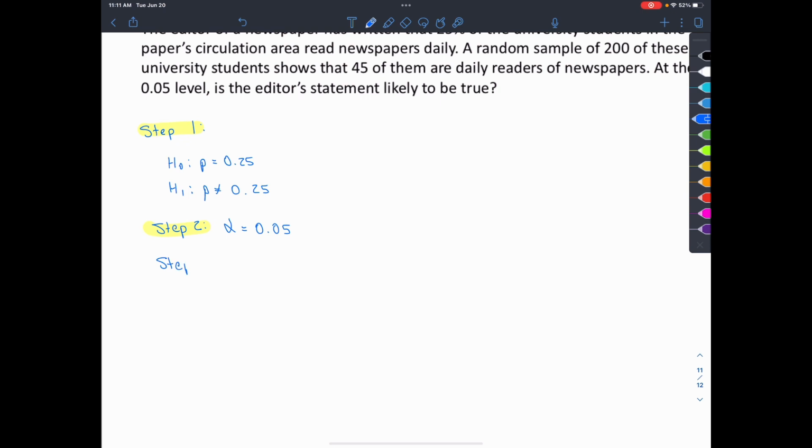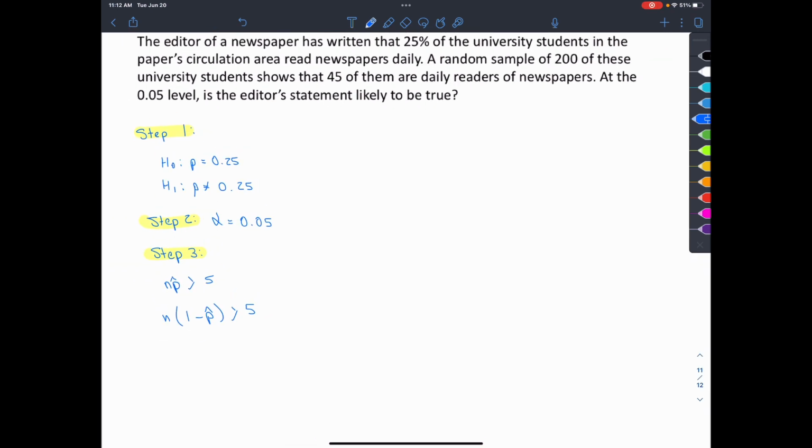Step three, remember, this is kind of where it starts to get a little bit weird. We have to test if the data sample is large enough so that we can use the normal distribution. And if you'll remember, we have these two rules. The number in the sample times the sample proportion should be greater than 5, and the number in the sample times 1 minus the sample proportion should also be greater than 5. So let's calculate these two values and see if they're both greater than 5.